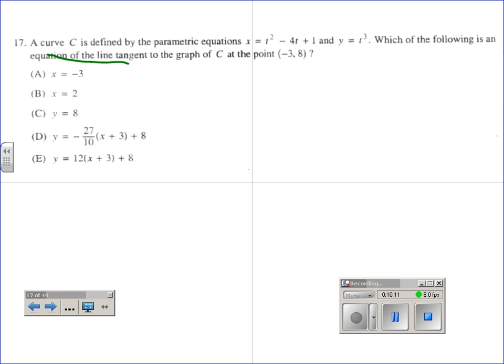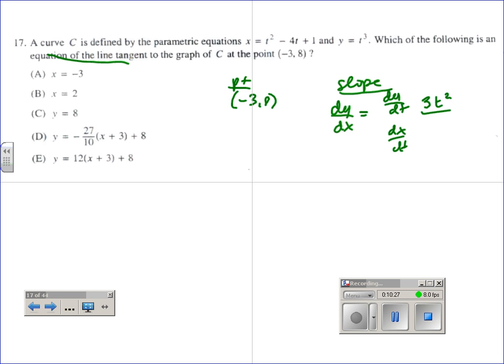Equation of the line tangent. So I need a point and a slope: point (-3, 8), slope dy/dx. So that's dy/dt, which is 3t squared, over dx/dt, which is 2t minus 4. Gotta figure out what t is, because these are x and y values.